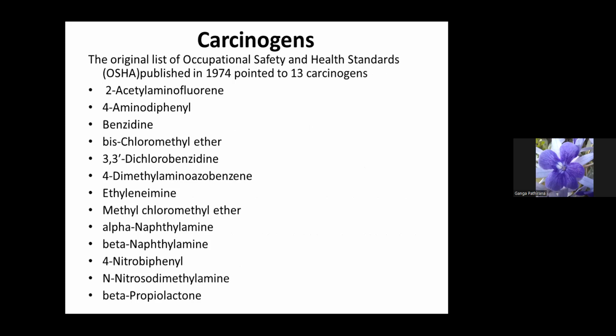What are the carcinogens? Carcinogens we can encounter during laboratory work. The original list of occupational safety and health standards published in 1974 pointed to 13 carcinogens, and this is the list of the 13 carcinogens. Some are familiar to us, and some are used as components of reagents and preservatives. These are the 13 carcinogens pointed out in 1974.